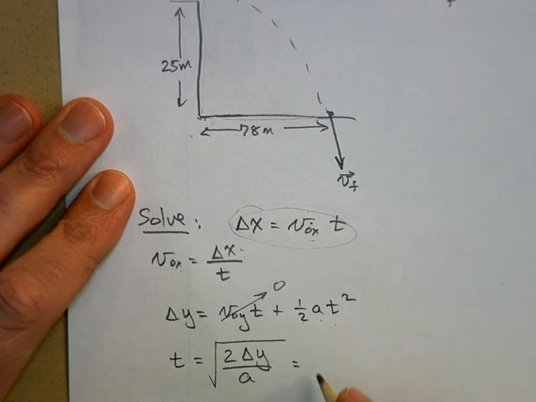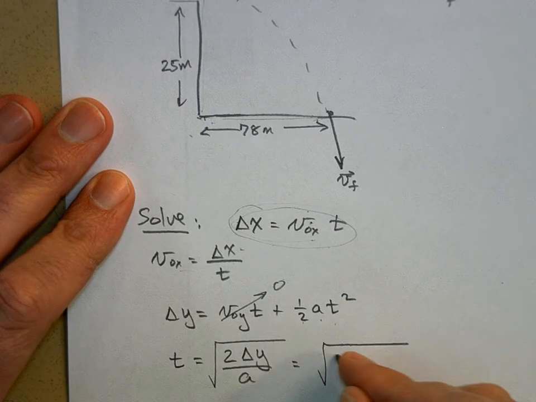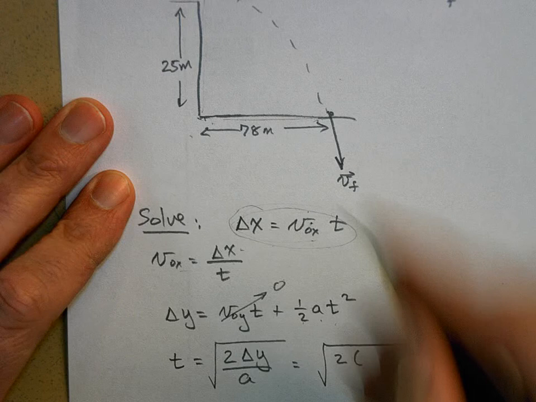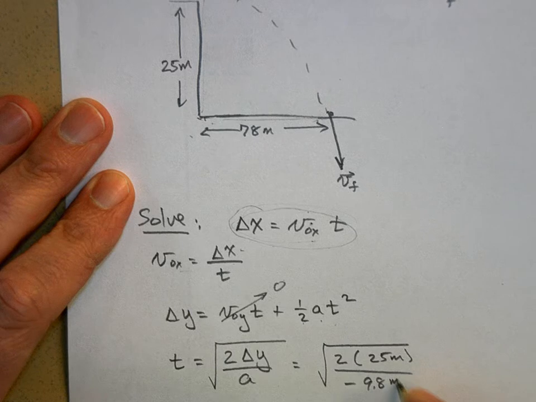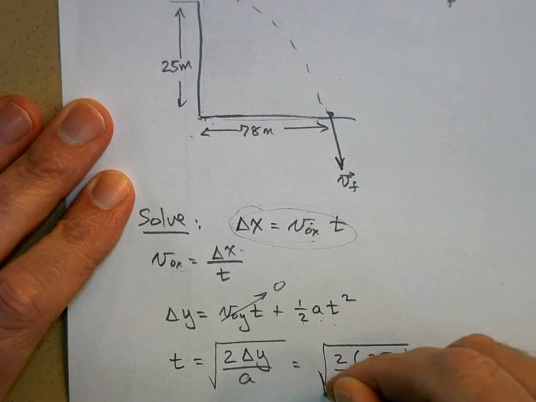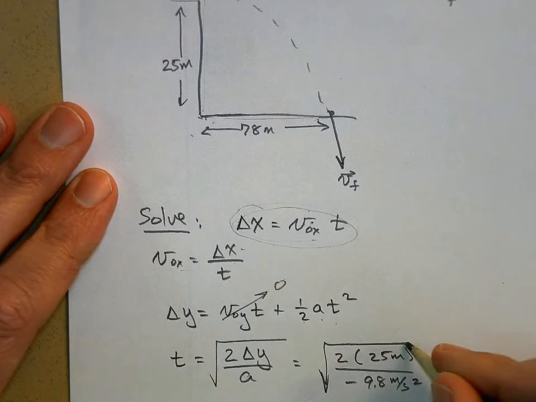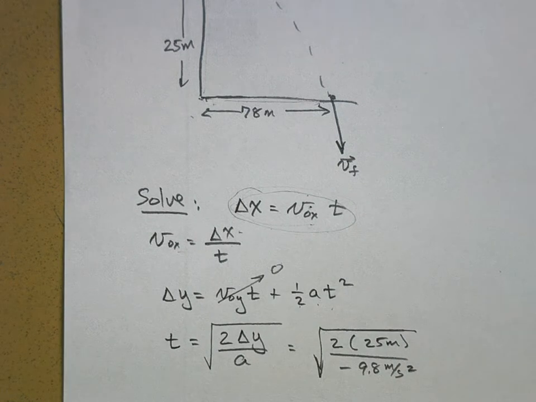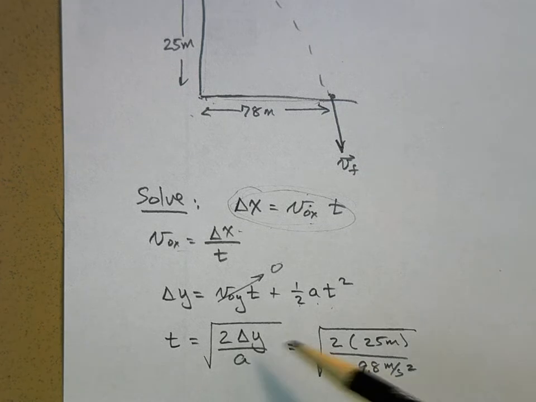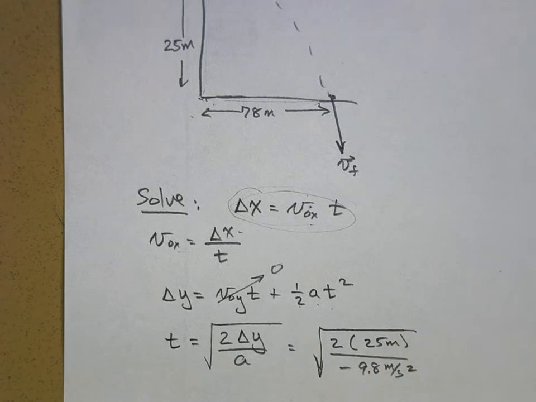And then this is going to be equal to 2 times 25 meters, and the acceleration is negative 9.8 meters per second squared. You might plug this into your calculator and it's going to give you a bad result. It's going to say, no, that's not right. Then you go back and look and say, oh, okay, I can't take the square root of a negative number. So this negative has to cancel out.